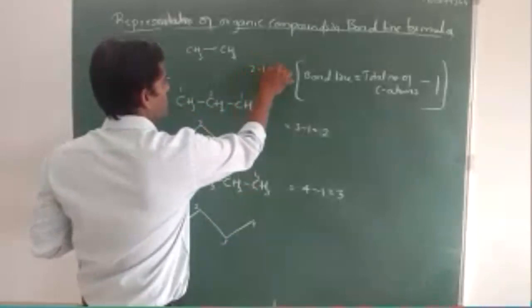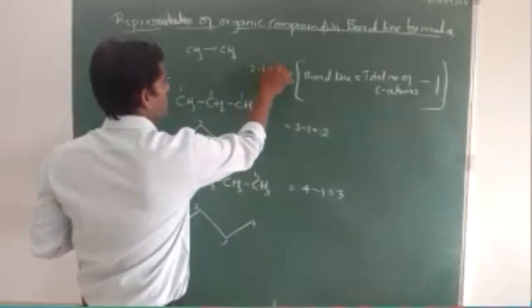So you have to draw 2 lines. Draw 2 lines, 1, 2, and give the numbers 1, 2 and next 3. Next, one more thing is very important here. The second carbon has the methyl group. How to represent that methyl group? Just draw one line.